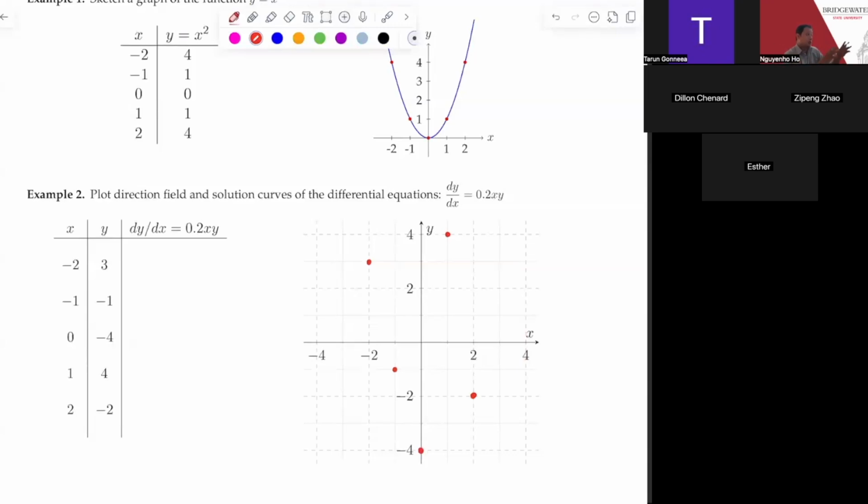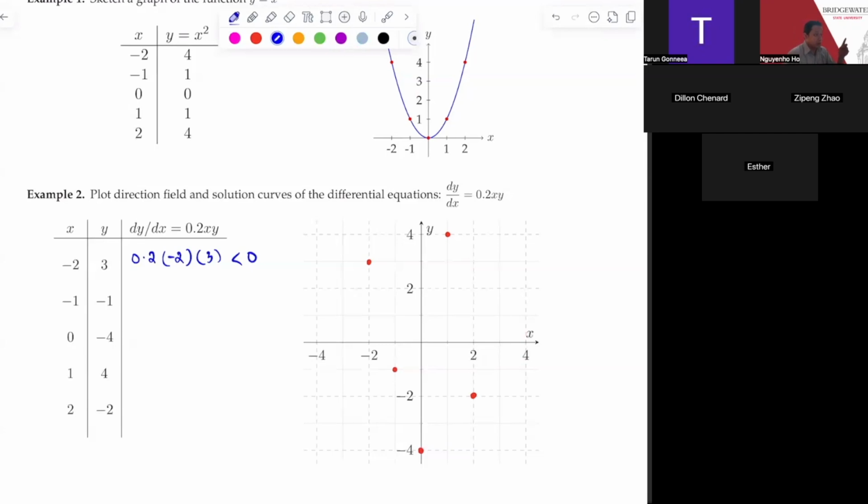But when you substitute these values of x and y into the differential equation, you will obtain something very interesting, by the way. So dy/dx is equal to 0.2 times x times y. Let me quickly do the calculations. 0.2 times x, which is -2, times y, which is +3. I don't care about the exact value of the calculation at this point, but what I care about is: is it negative or positive? From this calculation, I get that this is going to be negative.